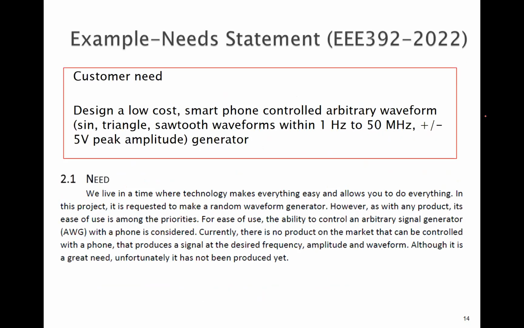Here you can see a needs statement from a project in previous years' E392 course. Here you can see the customer need from the previous year. It was an arbitrary waveform generator within the range of 1 Hz to 50 megahertz with a peak amplitude of plus or minus 5 volts. And it's expected to generate sine wave, triangular wave, and other waveforms, and it should be controlled by smartphone. So this was the customer need, and I was the customer. I had, of course, also the supervisor or instructor as well.